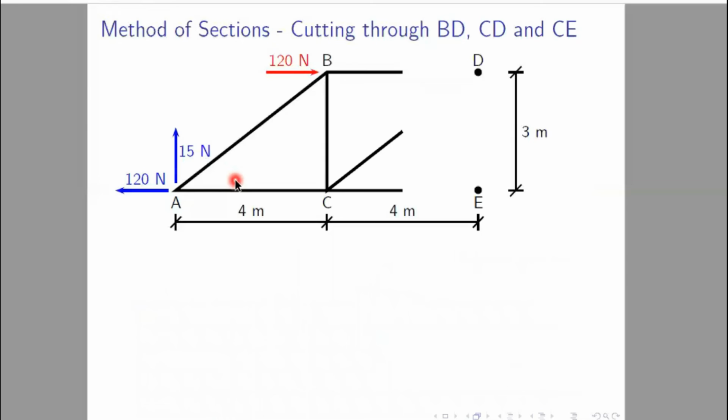Now after that we are cutting a section in this part. Previously we cut a section like this, now we are cutting a section like this, cutting through BD, CD and CE. If you look at the whole figure, you can figure out how it actually was. It was continuous on this particular side, so we have taken a section at this particular point and we have just taken it out.